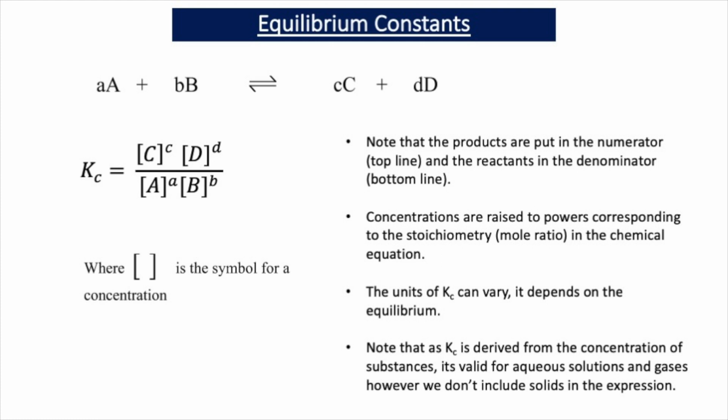When writing the expression for Kc, we use square brackets to represent concentration. The units of Kc can vary and it depends on the equilibrium. Kc is derived from the concentration of substances, therefore it's valid for aqueous solutions and gases. However, we don't include solids when writing a Kc expression.